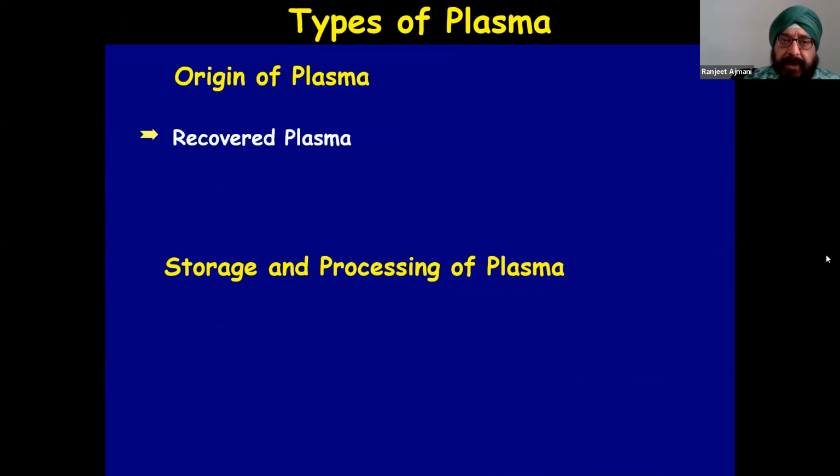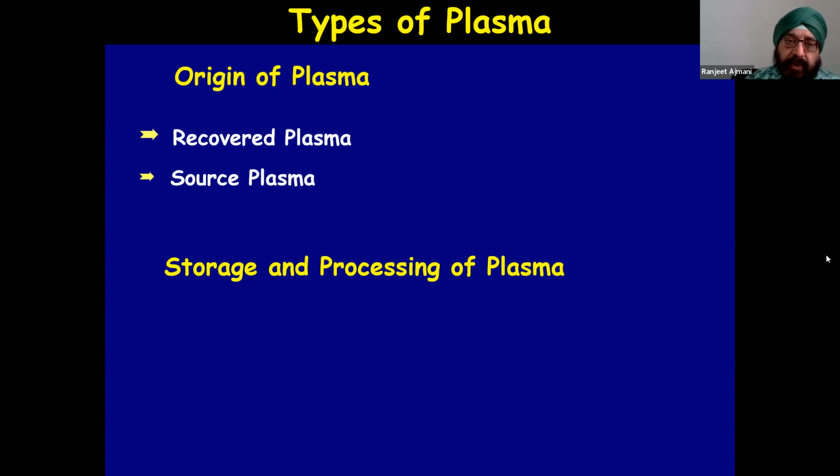Based on the origin of plasma, one is called recovered plasma, which is recovered from the blood bank through blood donation. When there is a blood donation, the red cells and platelets go to the patient. There is plasma which is left sitting, which I said is about 80% clinically unutilized, and it is called recovered plasma because it is recovered from the blood bank.